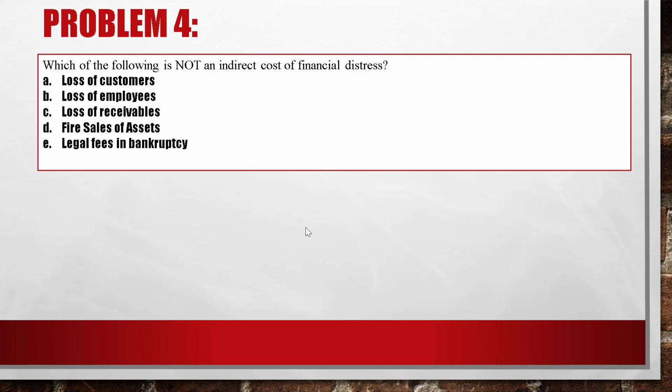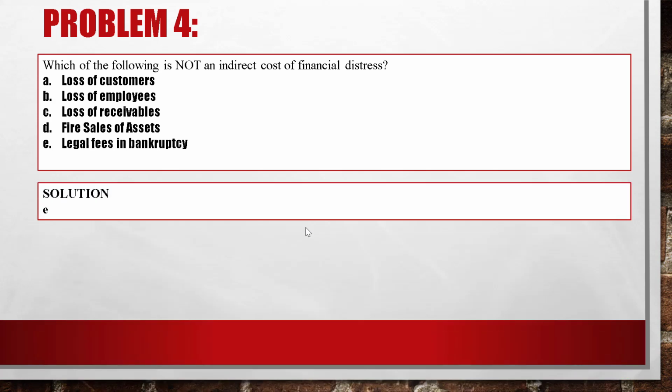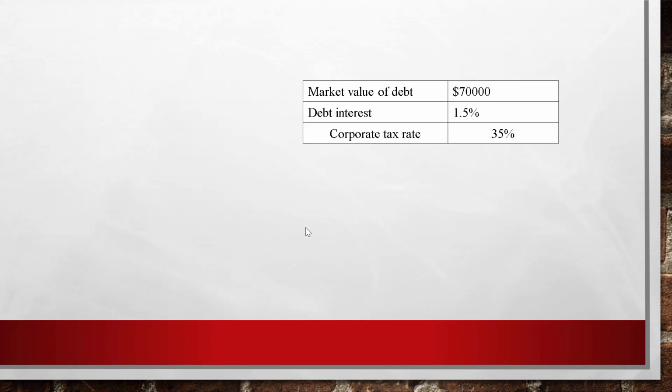So here, when a company is facing financial distress, the cost that comes first should be the legal fees in bankruptcy. And loss of customers, loss of employees, loss of receivables, and fire sales of assets will come later, so those are the indirect costs. But the first cost they have to pay is the legal fee in bankruptcy. So E is the answer.